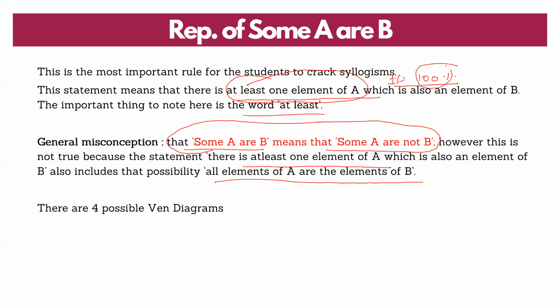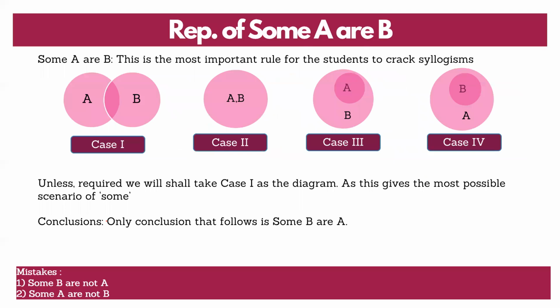So there is one case where 100% can also be part of some. If 100% A is part of B, then "some A are not B" will not hold good. And that is why "some A are B" should not mean "some A are not B". It doesn't mean that, because some means at least one. At least one means it can be 100 also. And if it is 100, then "some A are not B" does not hold good. So please remember this. Now there are four possible Venn diagrams.